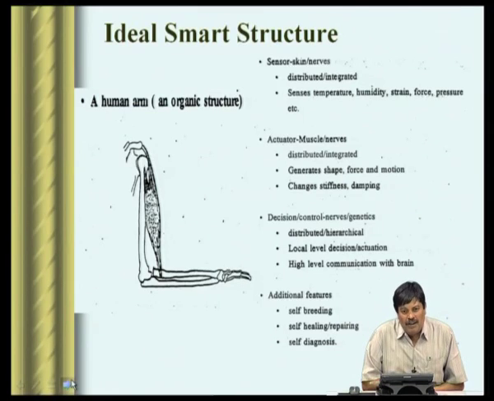In addition to the above, there are additional features that our human body has. They are self-breeding, self-healing and self-repairing, self-diagnostics. These are some of the things. So, our body is a truly intelligent structure, that is why we call it so, and to implement the additional features is a tall order in these systems.